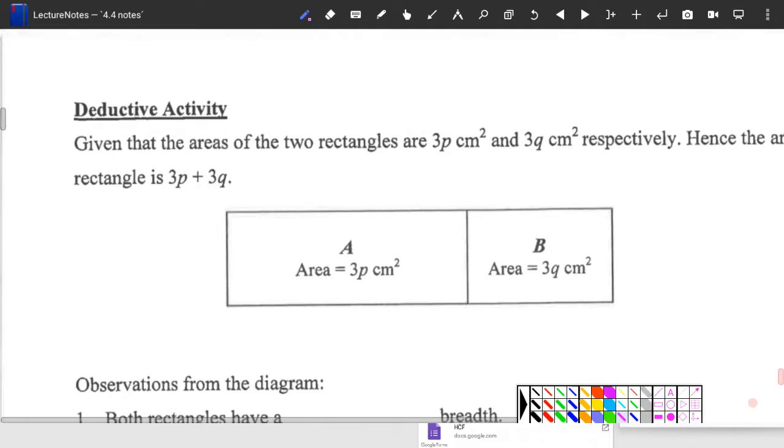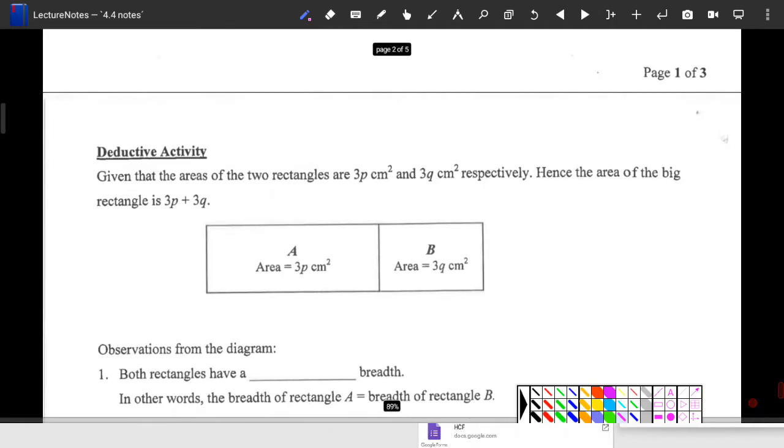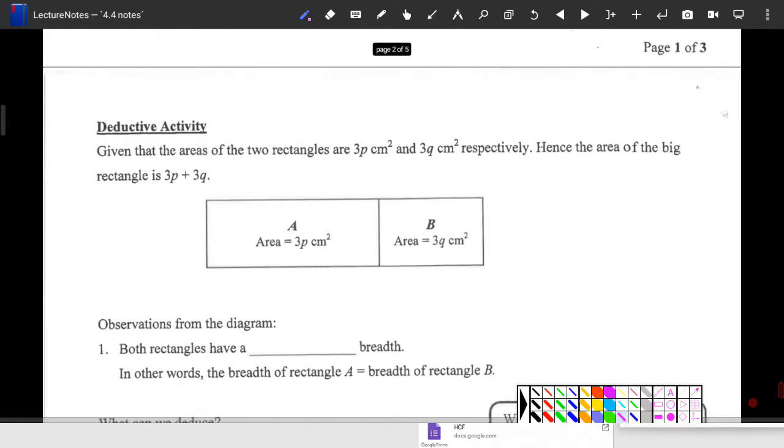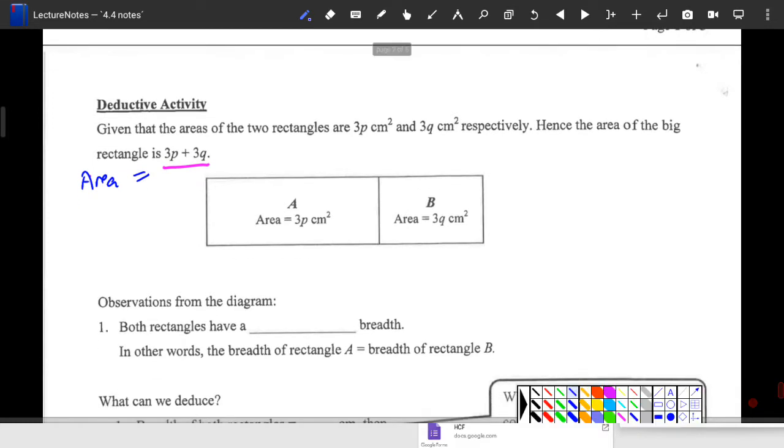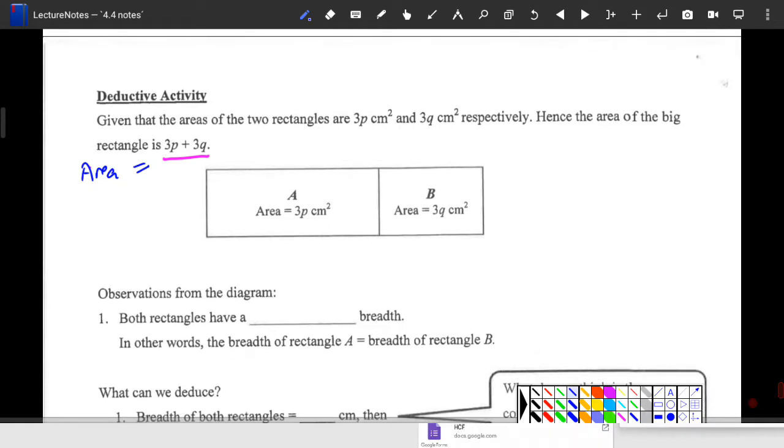So, what did he say? He says that the area of the rectangle is what? 3p plus 3q. Do you agree? Yeah. So you can write down the area. So I write area equals 3p plus 3q. Okay, so it is written there as well. Now let's do an observation.